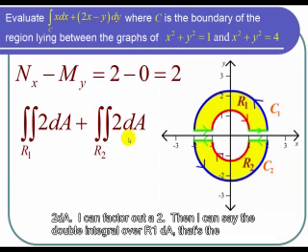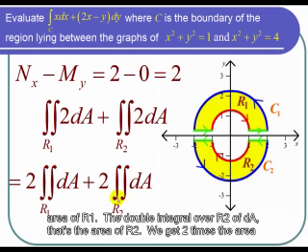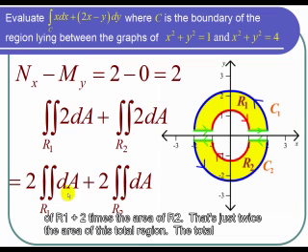So I can factor out a 2, and then I can say that the double integral over R1 of dA, that's the area of R1. And the double integral over R2 of dA, that's the area of R2. So we get that 2 times the area of R1 plus 2 times the area of R2. And that's just twice the area of this total region.